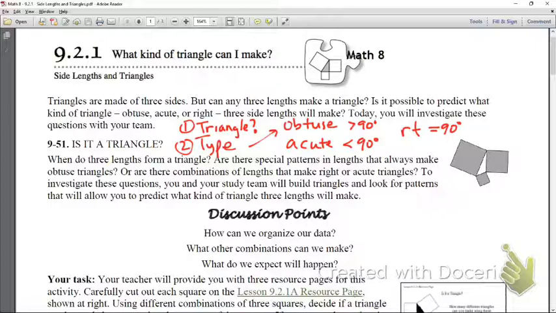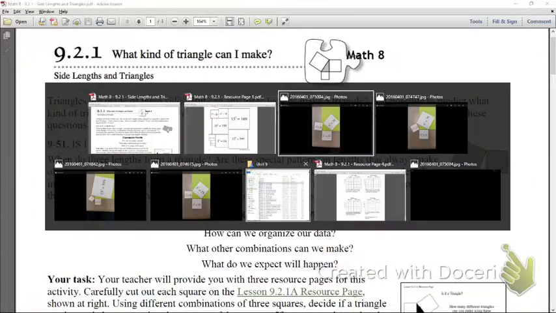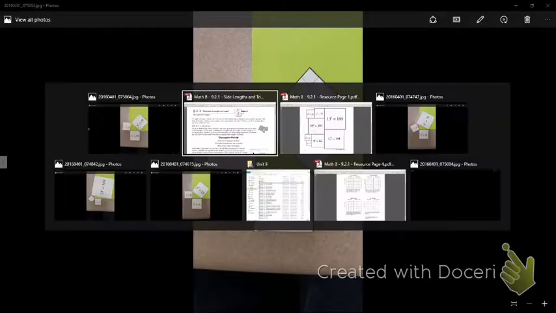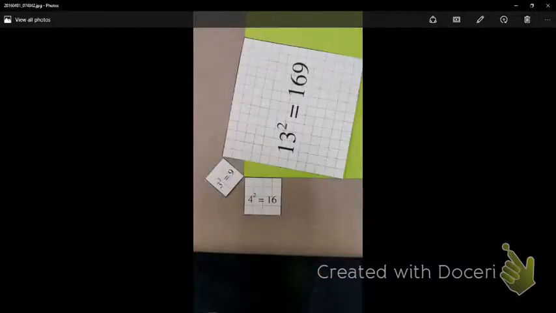Actually, sorry, before that, we're going to go over some pictures here. All right, so I took some pictures earlier. Where's the one I wanted to show you? That is this one. Take a look, okay? Might be hard to see, but this is a length of 3. This is a length of 4. And this is a length of 13.